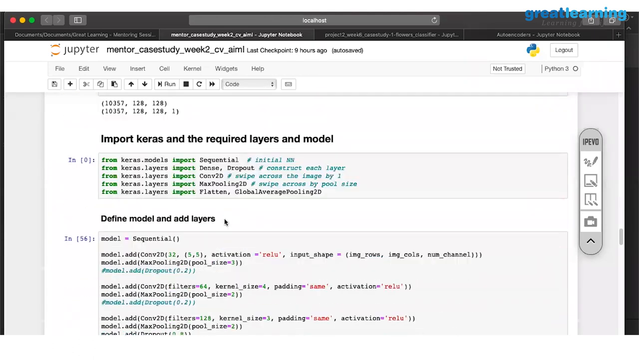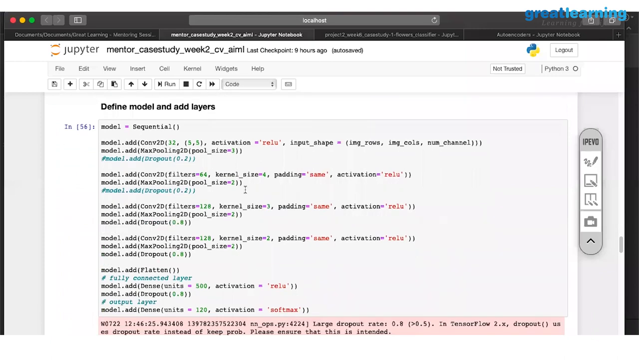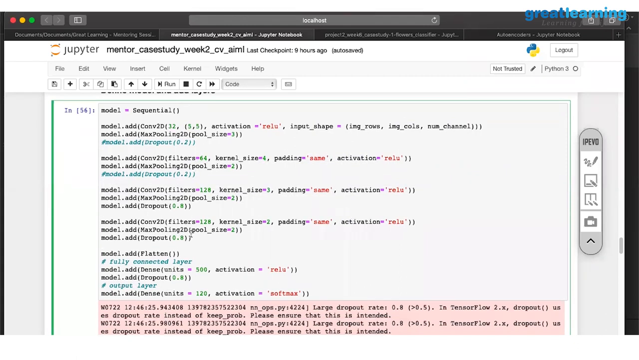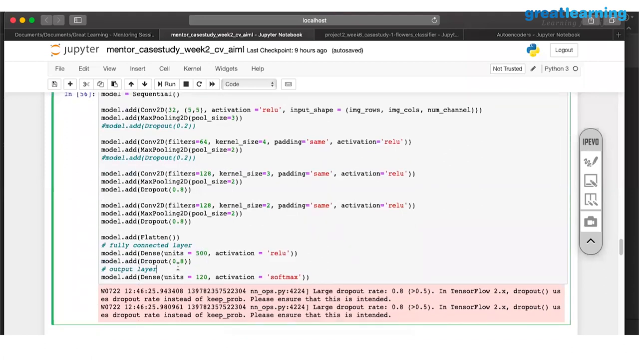Now we are building our own convolutional neural network, in my normal pattern of building it. I'm starting with 32 filters, 5 cross 5, and my input size is exactly the same as the size of my images, which is 128 cross 128 cross 3. Next, I'm having 64 filters, with a 4 cross 4 kernel size each. I'm keeping the standard functions the same, so I've got 1, 2, 3, 4 layers. After that, I'm building my dense layer, very simple, and the total number of unique outputs we have is 120.